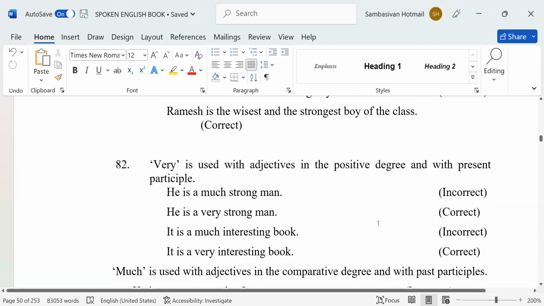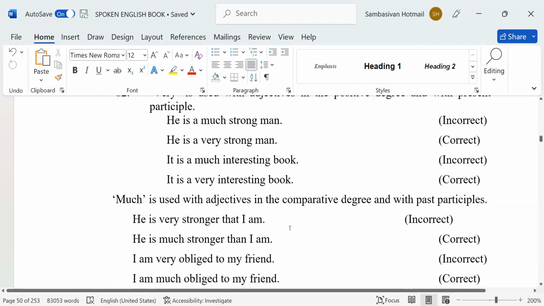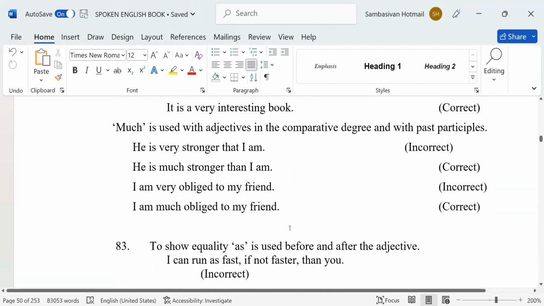Very is used with adjectives in the positive degree and with the present participle. He is a much strong man. Incorrect. He is a very strong man. Correct. It is much interesting book. Incorrect. It is a very interesting book. Correct.